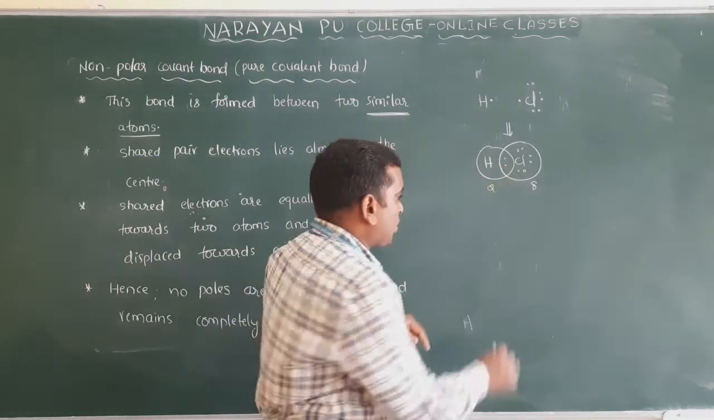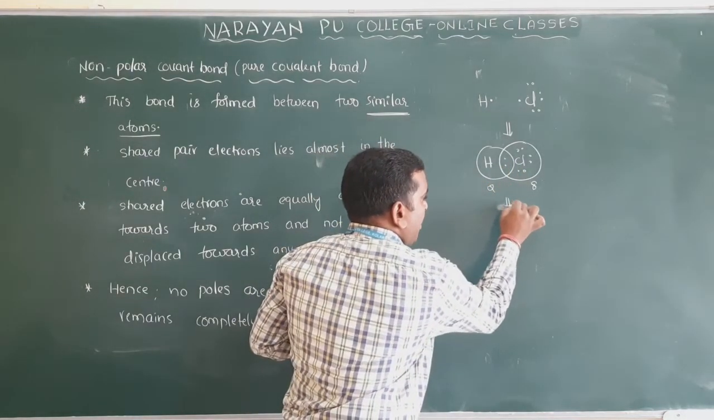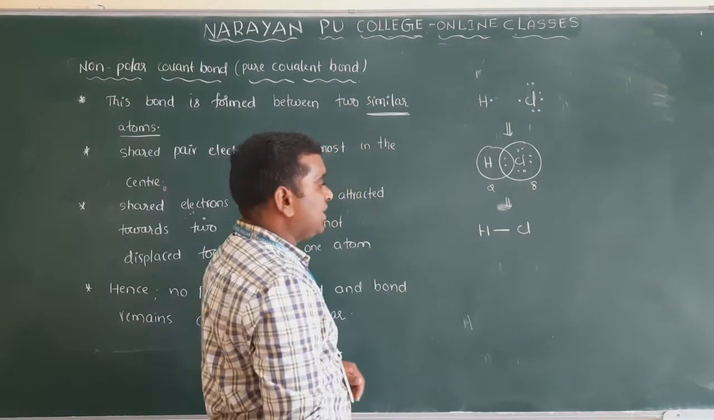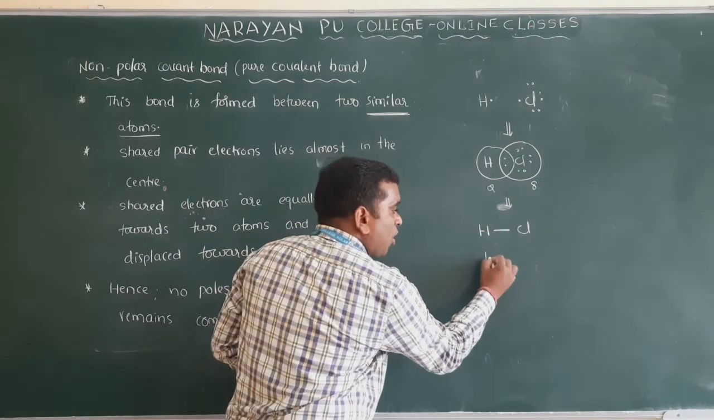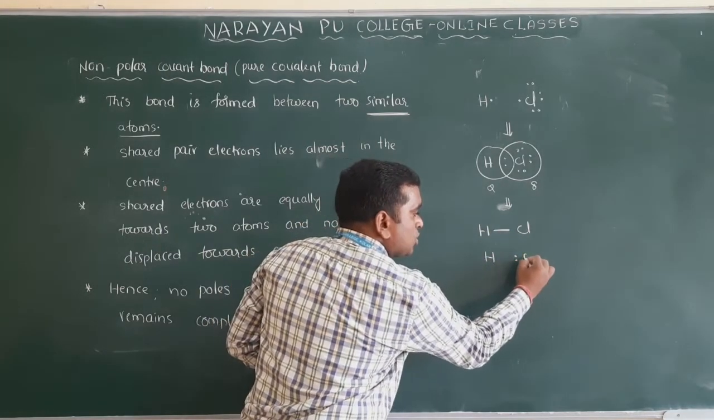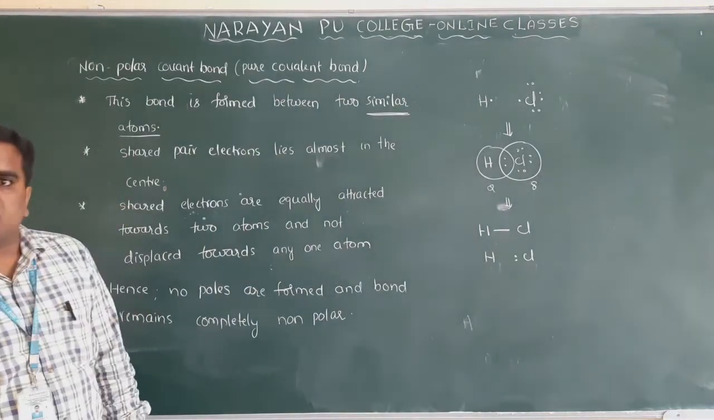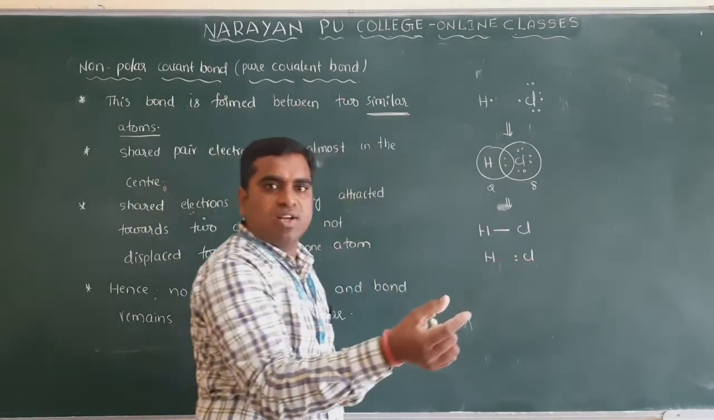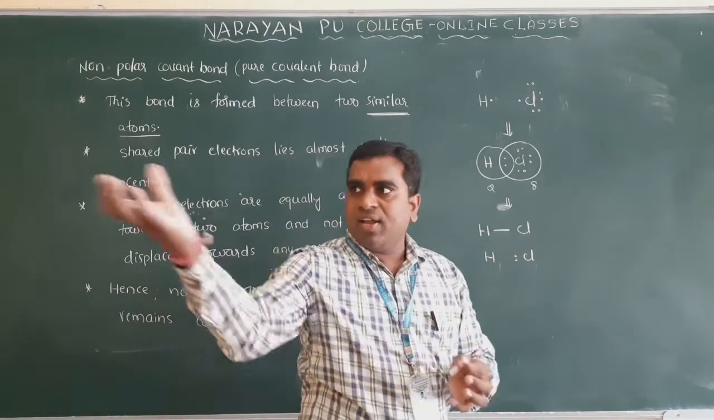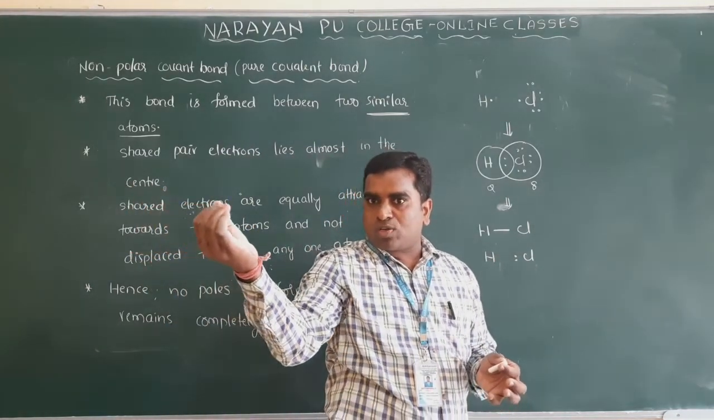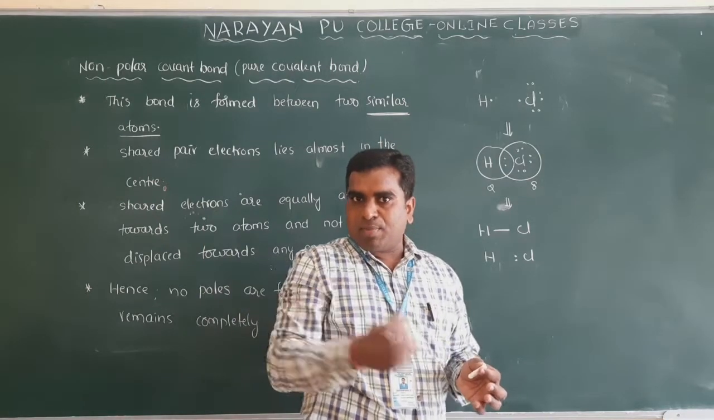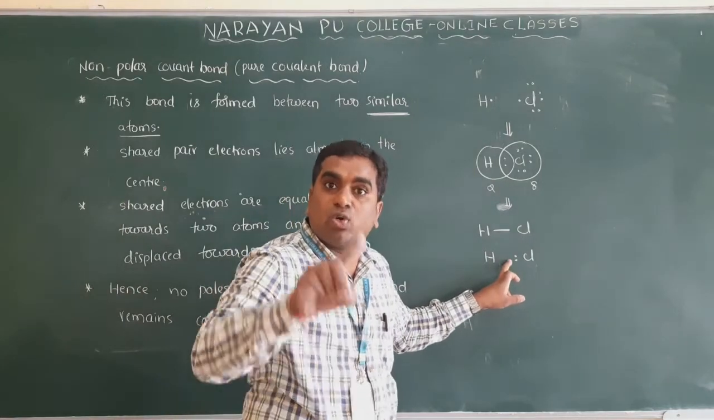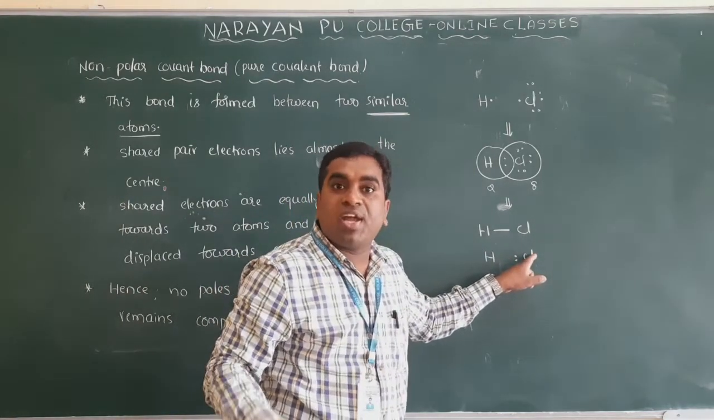One pair of electrons means we will write this bond as HCl. But if you see in this case, the shared pair of electrons is closer to chlorine than to hydrogen. Why? Because chlorine is more electronegative than hydrogen. So chlorine attracts the pair of electrons towards it. Clear? The shared pair of electrons is attracted towards the more electronegative atom.